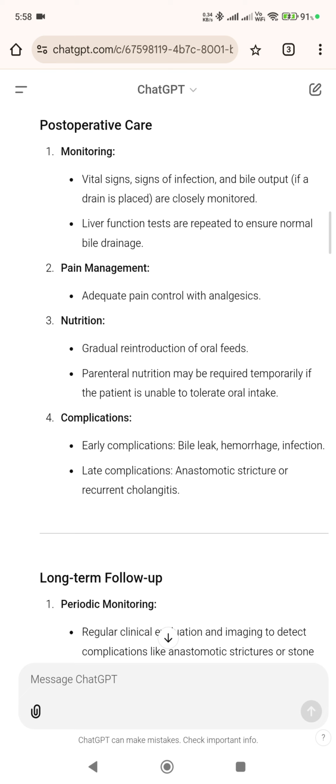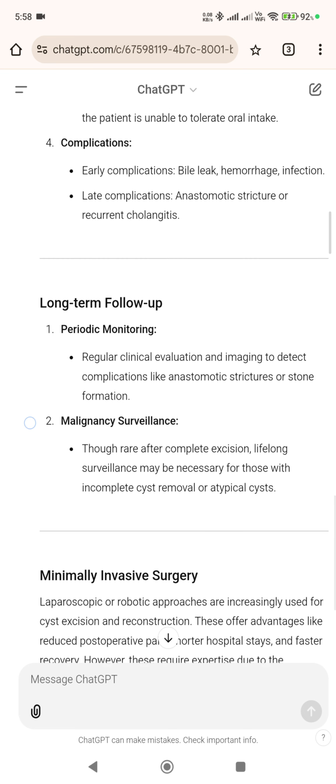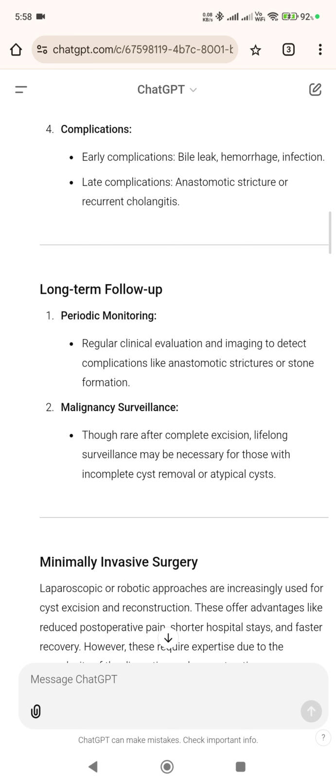2. Pain management. Adequate pain control with analgesics. 3. Nutrition. Gradual reintroduction of oral feeds. Parenteral nutrition may be required temporarily if the patient is unable to tolerate oral intake. 4. Complications. Early complications: bile leak, hemorrhage, infection. Late complications: anastomotic stricture or recurrent cholangitis.